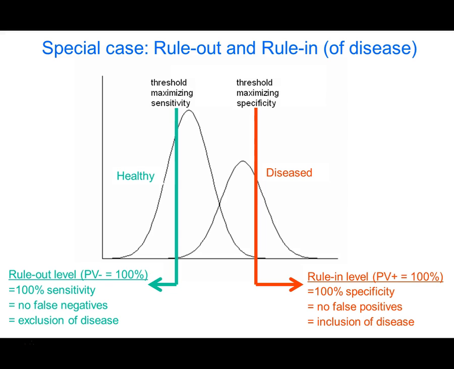We can also apply the rule in level, in which only diseased subjects are included. This means that part of the diseased subjects are excluded and they are considered healthy, but at least we are certain that at a positive test only diseased subjects are included, and this means a positive predictive value of 100%. So there's 100% specificity, there are no false positives, and this means inclusion of disease.